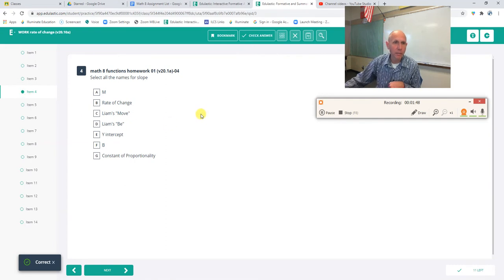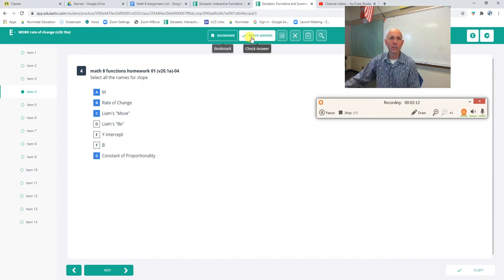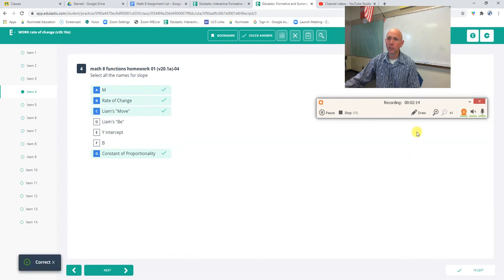Select all the names for slope. M? Yeah, Liam's move. Rate of change? Yes. Liam's B, no, that's a y-intercept. G, constant of proportionality, yes. You actually learned that term in 7th grade. Constant of proportionality is the same thing as the slope. Let's check those answers, and we're looking good.